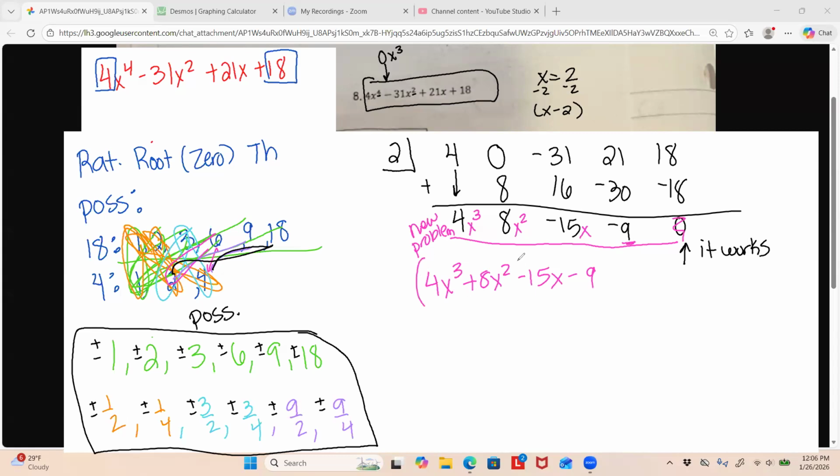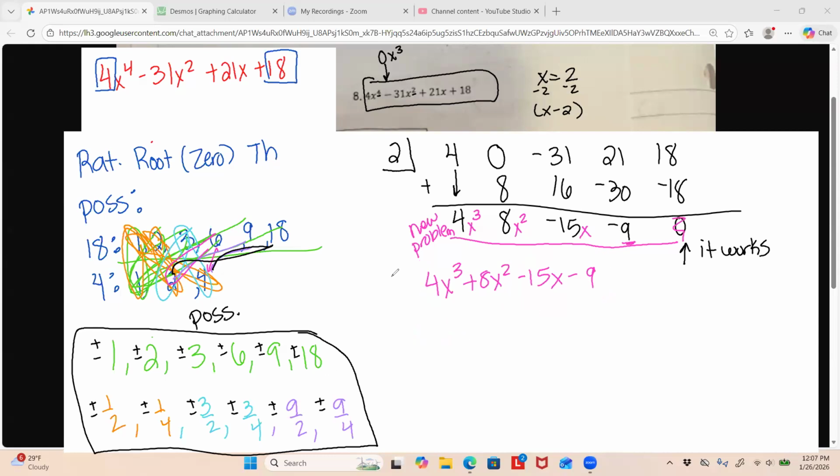Okay, I'm going to try grouping because again, it's 4 items. Well, we could pull 4x squared. That would leave x plus 2. And we can pull negative 3. That will leave 5x plus 3. Ugh, these don't match. Grouping has failed again. We tried, but no go. All right.